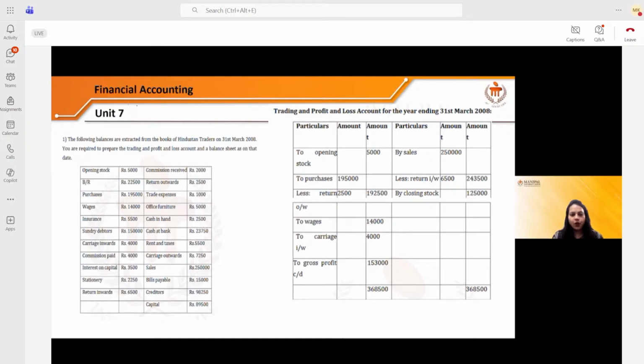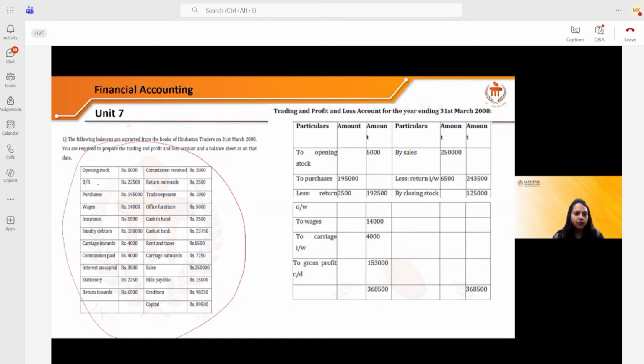Okay, so from this same question, I will prepare the profit and loss account. How to prepare the profit and loss account? Number one, you will have to identify which transaction will go in the debit side of the profit and loss account, and which transaction will go in the credit side. You just see the format. I will show you which transaction will go.